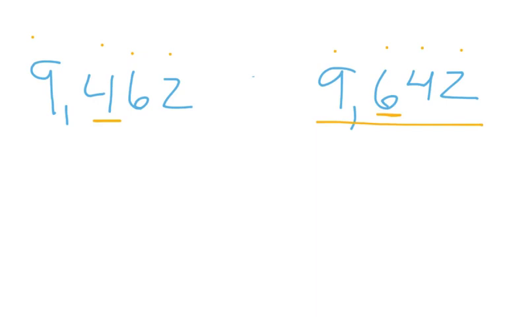This one for sure. So the alligator mouth, remember that, is going to be eating the larger number. We would read this as 9,462 is smaller than or less than 9,642. All right, let's try another one.